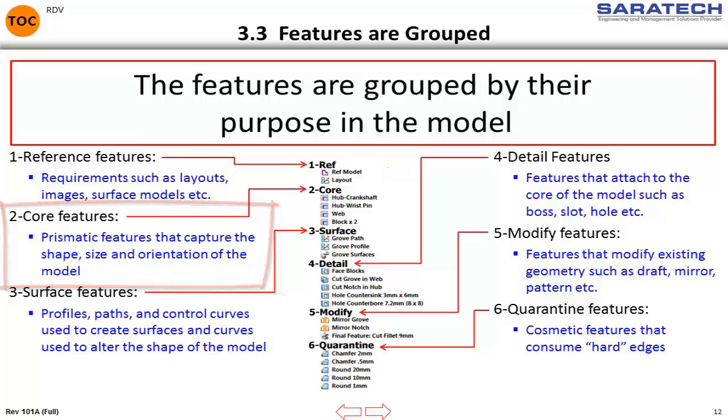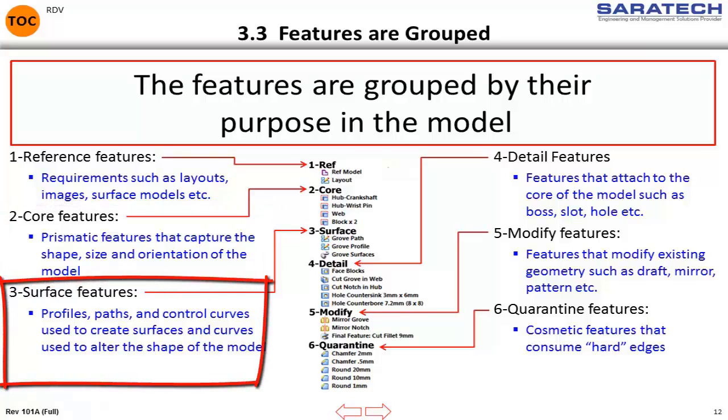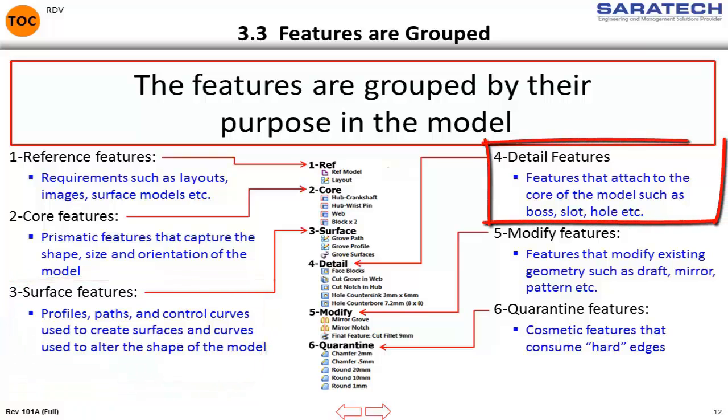and clean surfaces. The third group contains the surface features, surfaces and curves that will be used later in the development of the model. The detail feature group adds functionality to the core: slots, holes, protrusions, cuts, and other details that flesh out the model. These features can have relationships with the reference group, the core group, or the surface group, but they cannot reference other members of the detail group.